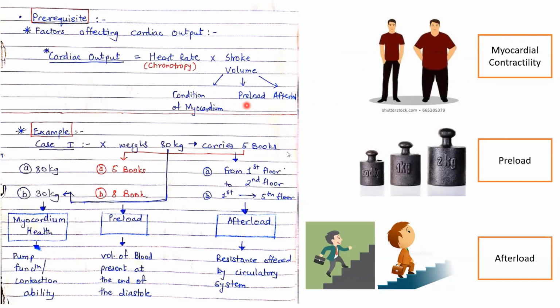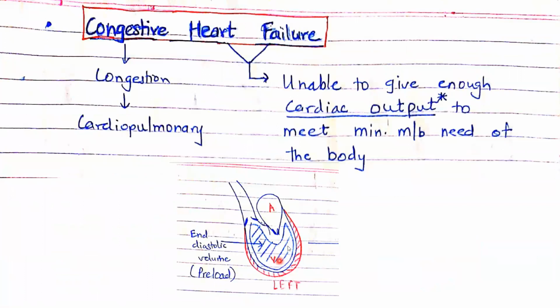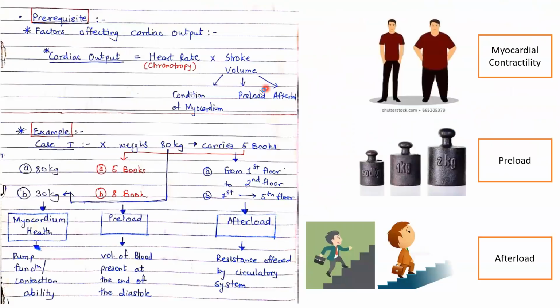Second is preload, how much is the total volume contained at the end of the diastole. Imagine you have less volume to push out, less effort, more volume to push out, more effort. Additionally, if you have more volume present here, more volume can be ejected out. It has multiple effects. Then there is something called afterload.